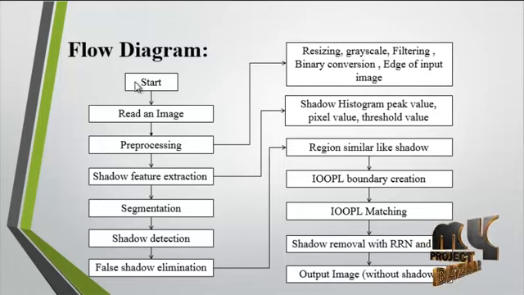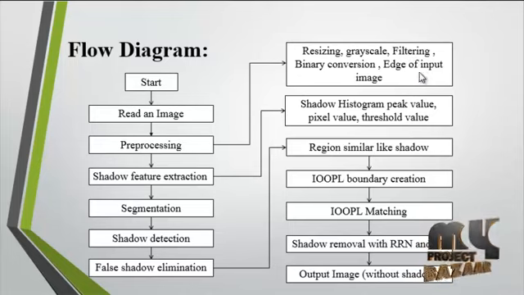At first, the start block is available. In start, we get an image from the dataset. Then the dataset image is read in MATLAB, and then pre-processing is carried out. In the pre-processing, we resize the image to an optimum size and do grayscale conversion if needed. Then filtering is undertaken using the Gaussian filter. The filter is the process used to remove the noise from the image.